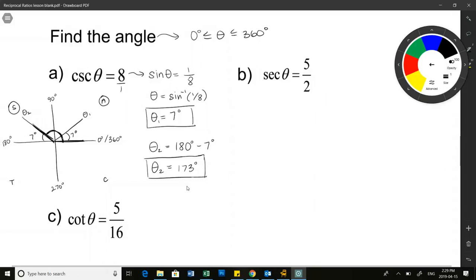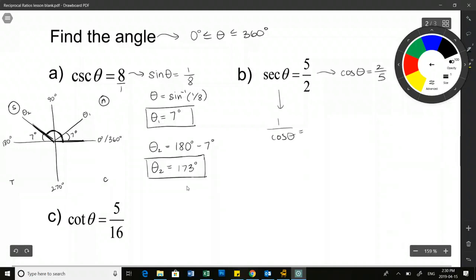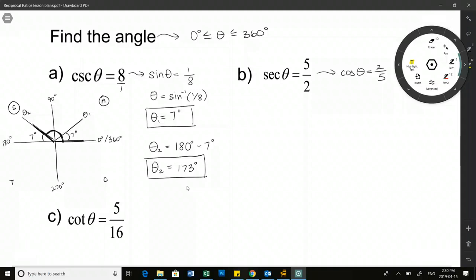For secant, the very first thing I'm going to do is flip it to its reciprocal ratio, and that means I flip the ratio. The biggest mistake I see people make when they start to flip these is they say 1 over cos theta equals 5 over 2, and then they get all confused. All you need to do is switch it to the primary ratio and actually flip the fraction itself. We're just going to change it to cos theta and flip the numbers themselves.